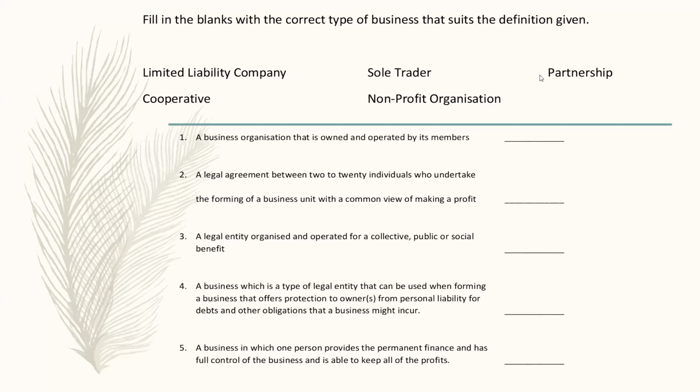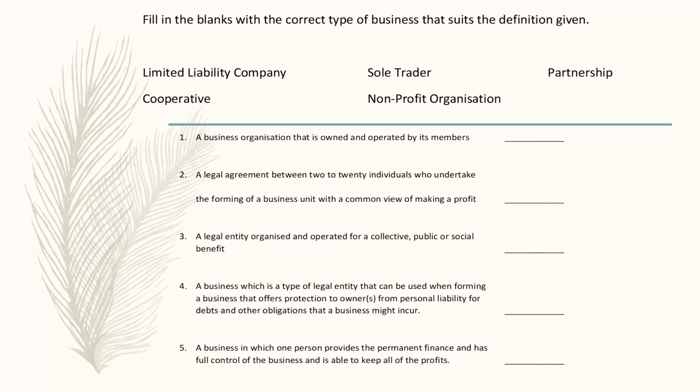Number 2, a legal agreement between 2 to 20 individuals who undertake the forming of a business unit with a common view of making a profit. We'll be talking about a partnership there. The second answer is a partnership. Number 3, a legal entity organized and operated for a collective, public, or social benefit would be a non-profit organization. Number 3, non-profit organization.